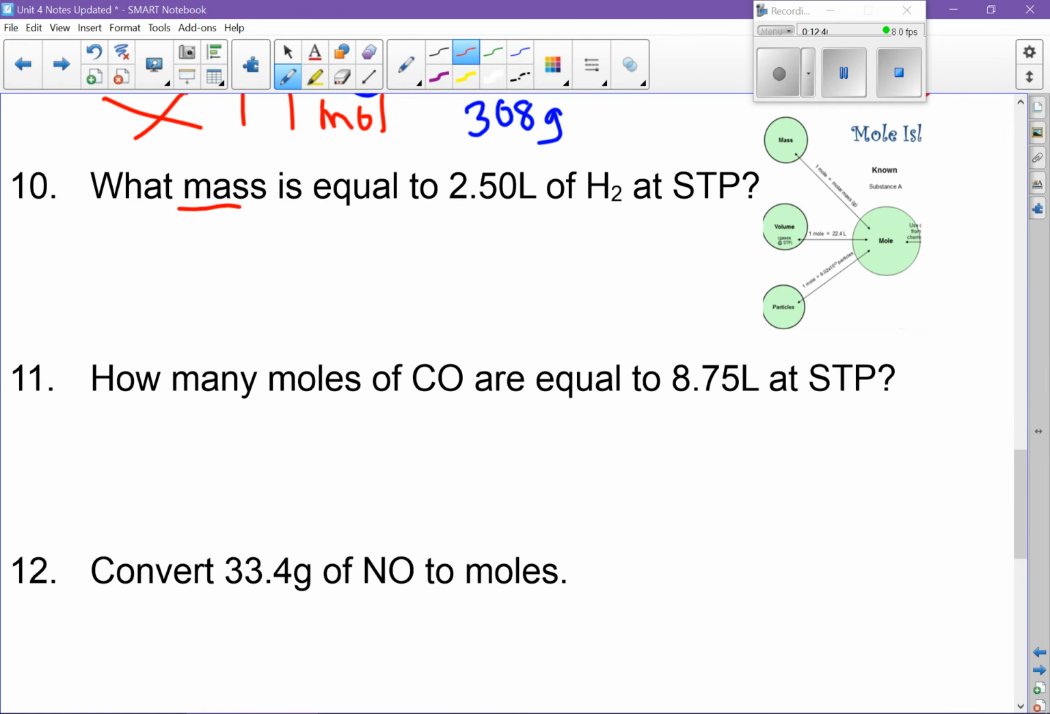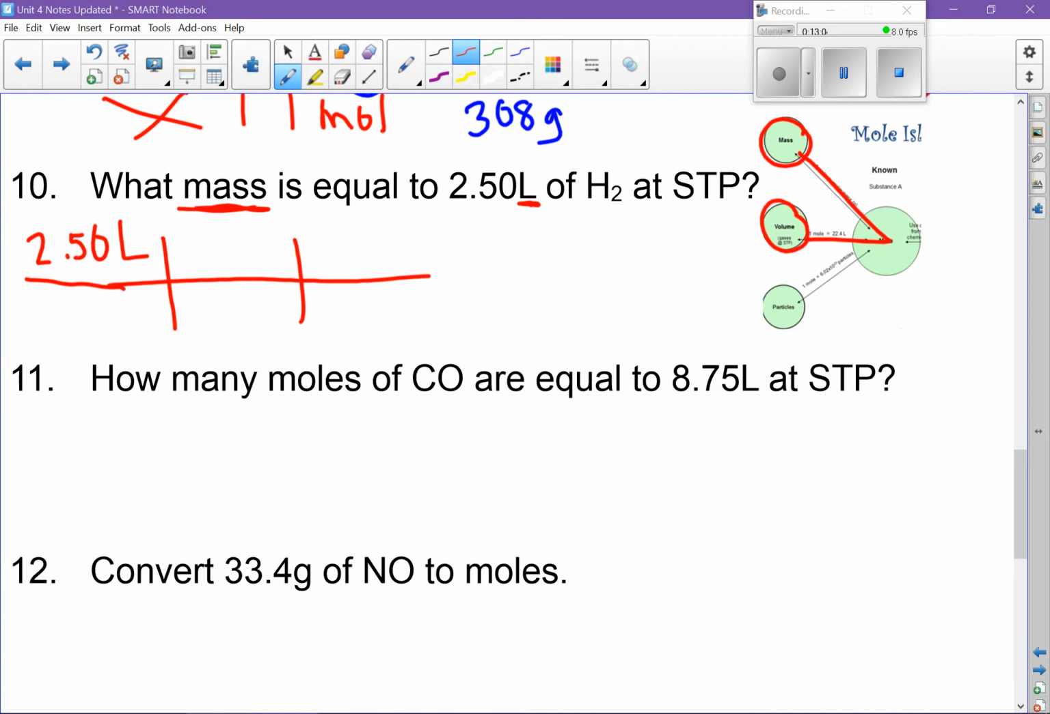Next question says mass and liters. So, mass is here, liters is a kind of volume, can't go directly there, so this takes 2 steps. So start with 2.50 liters, don't need anything here. Well, that looks like a 6. Let me fix that. 0. There we go. Alright, liters up, liters down.